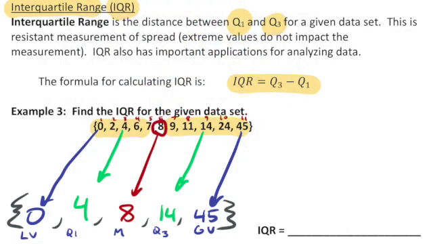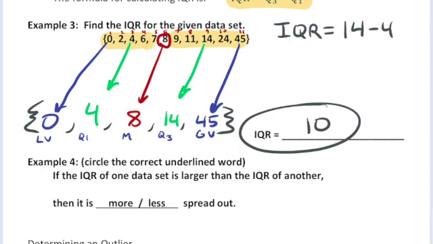Now to calculate IQR, we're just going to need Q3 and Q1. So we'll subtract 14 minus 4, giving us an IQR of 10. Now if the IQR of one data set is larger than the IQR of another, that means it's more spread out because the distance between the Q3 and Q1 is greater if the IQR is larger.